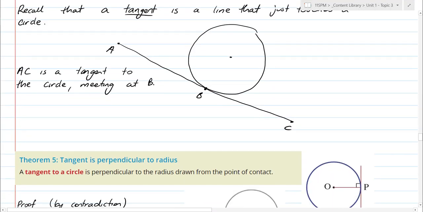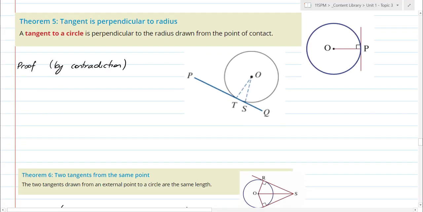So theorem 5 is that a tangent is perpendicular to the radius. And so there's the diagram of the theorem. OP, P is the point where the tangent touches a circle, and there is a right angle formed between the tangent and the radius. That's the theorem and it's true, but I'm going to run through now and talk to you about why it's true.